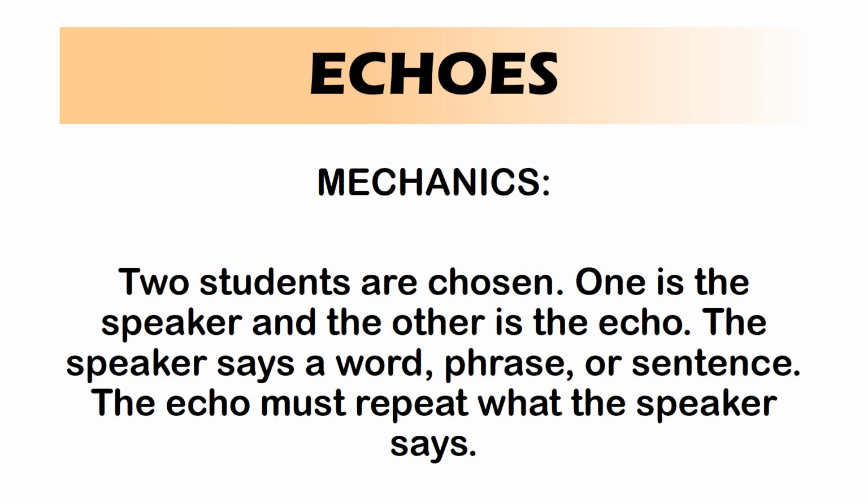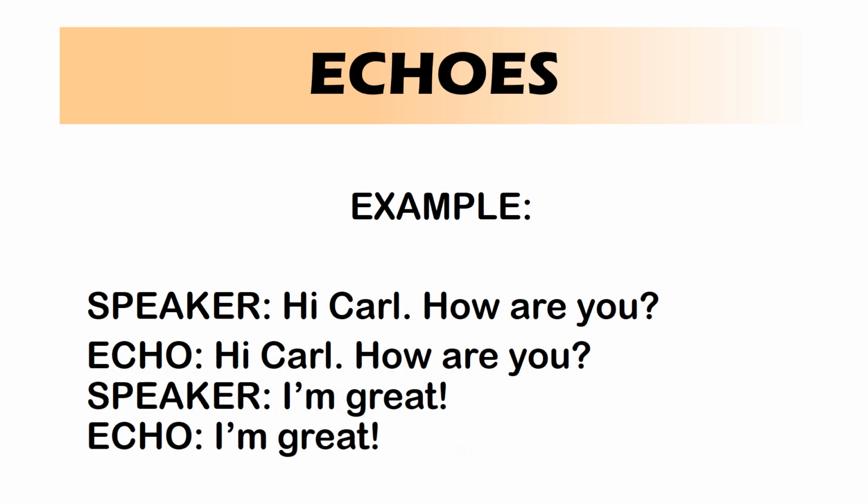Next is echoes. Now for this game, you can ask 2 students, and then one is the speaker and then the other one is the echo. The speaker says a word, phrase, or sentence. The echo must repeat what the speaker says. For example, the speaker says, hi Carl, how are you? And then the echo says, hi Carl, how are you? And then the speaker says, I'm great. And then the echo says, I'm great. So it's merely echoing what the speaker says.